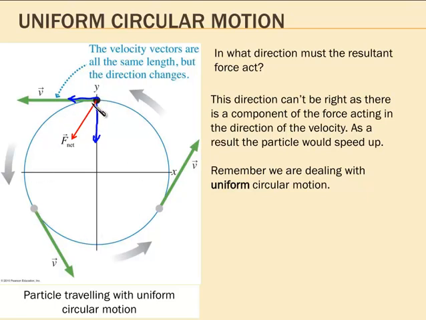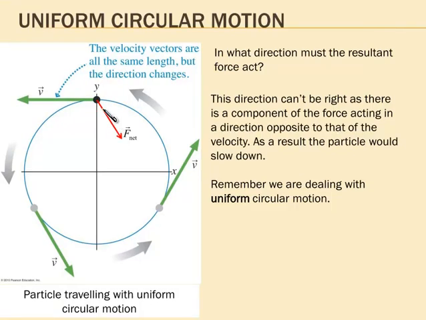So obviously this orientation will not work because not only will it change direction, but it will also travel with a greater speed due to this component. How about if the force acted in a direction like this? Well, we have the same problem. We have these components. Once again, we have a component that will force the particle to change direction. But here we have this component now, which would be what? Slowing down the particle. And again, we're talking about uniform circular motion. So this direction won't work either.